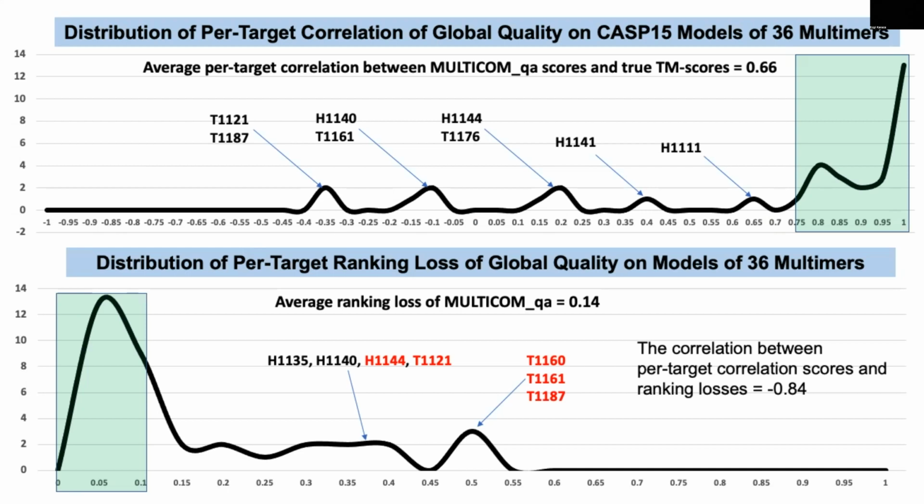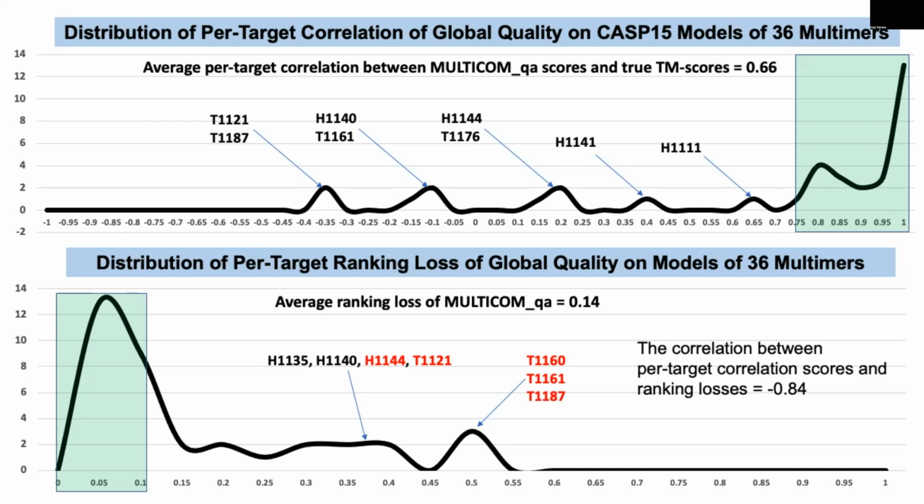Many of the red ones, actually, correspond to the targets with lower correlation scores. And there's a strong correlation between these two metrics. The correlation between the per-target correlation scores and the loss is about minus 0.84. Okay, that's the overall results.